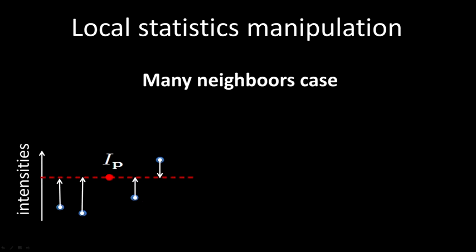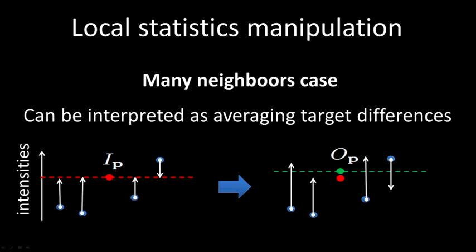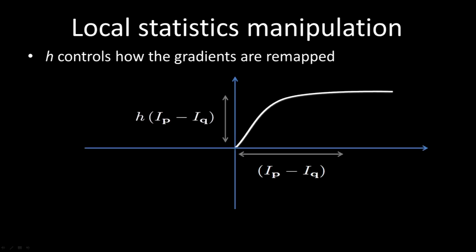The question is now, what happens in the real case, where there are several neighbors? In this case, all neighbors influence the value of the intensity of the pixel P towards their target value, defined by the function H. And the resulting output value is an average of all those target values. So in fact, in this one-level local Laplacian filter, H controls how the gradients are changed from the original value, IP minus IQ, to H of IP minus IQ.